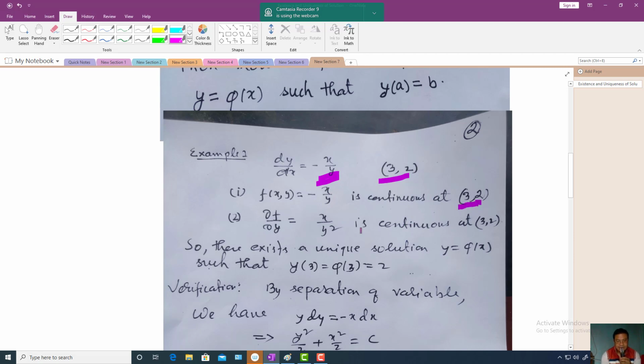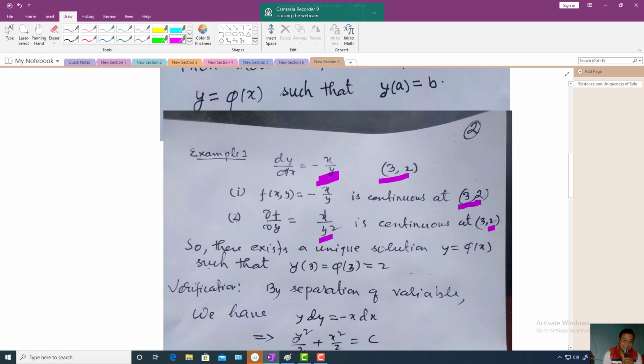Again, let us evaluate the partial derivative of the function. The partial derivative is x divided by y square. It is also continuous if y is not equal to 0. When y is equal to 0, this partial derivative is not continuous. Since y is equal to 2, it is continuous here. So both conditions are fulfilled.